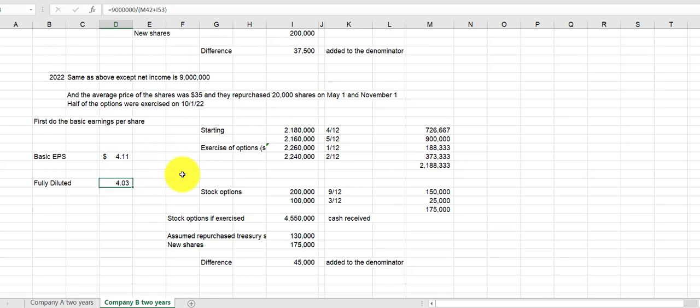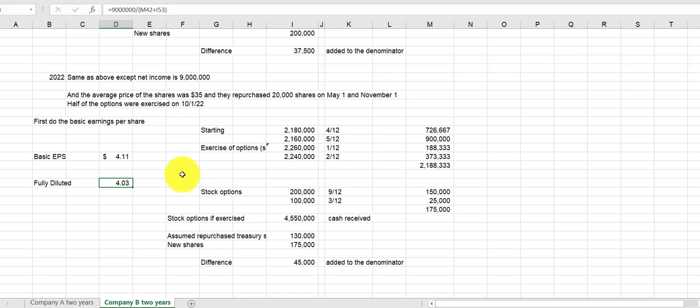Fully diluted must always be lower than basic. If you ever get a calculation that says fully diluted is higher than basic, either two things happened. You made a mistake in your calculations, or you have a situation where the stock options or the convertible bonds are not dilutive, which means you don't include them. If the fully diluted is higher than basic, you don't use it. Okay, it's always the worst case scenario, the lowest possible scenario for a fully diluted.